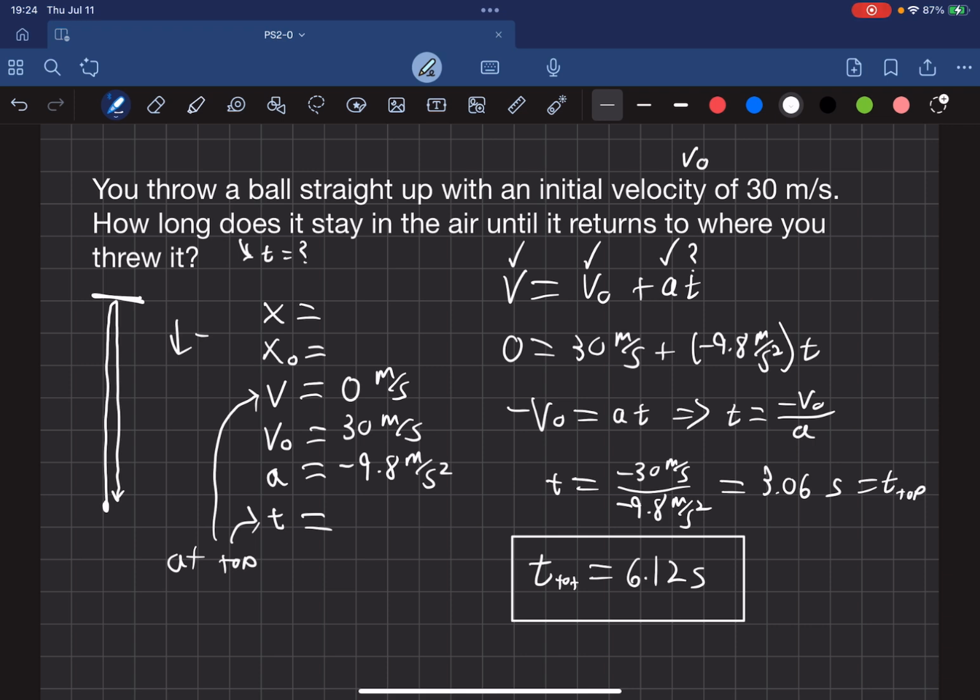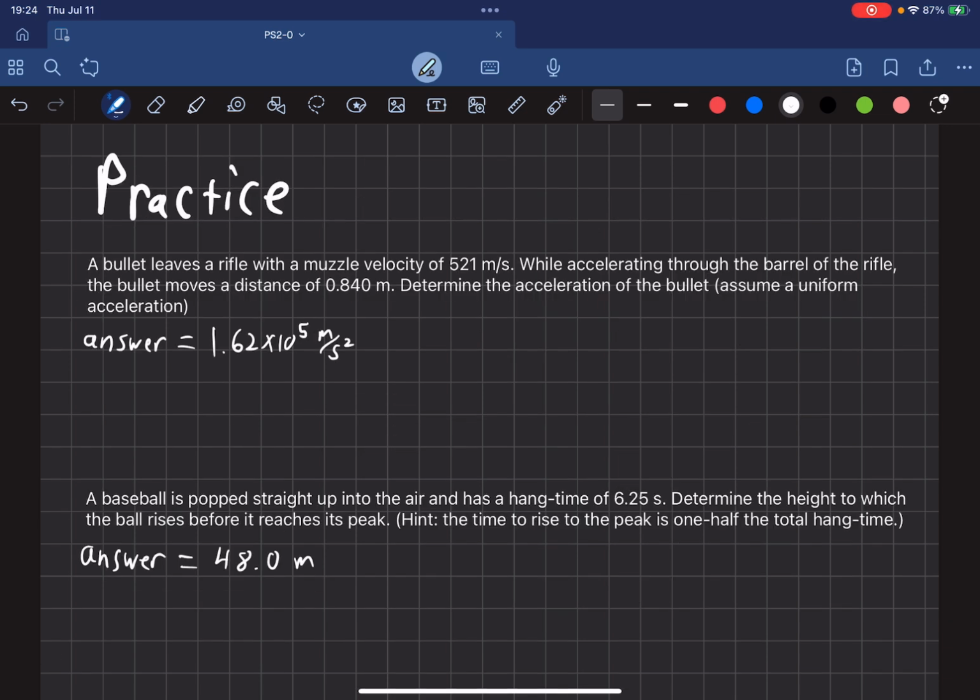That is a strategy you can also often use in a physics problem, is break the problem into multiple problems. Lastly, I'll leave you with a couple of practice problems. So you'll have to apply the steps that you should have hopefully written down in your notes.